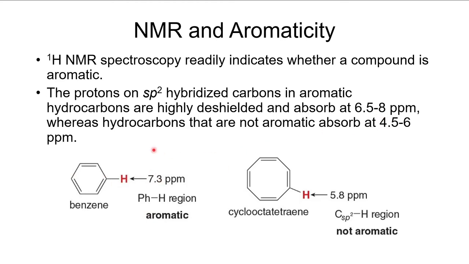If you've got a cyclic hydrocarbon that is not aromatic, remember cyclooctatetraene, it was non-planar, and so these behave more like isolated alkenes. And because these act like isolated alkenes, they absorb in the normal chemical shift range from 4.5 to 6 parts per million. This one's at 5.8, so it's definitely not aromatic. So the aromatic ones are going to be at 7.3, and the non-aromatic ones are going to be at a lower chemical shift, upfield from this one. And it's simply because they're not quite as deshielded as our regular benzene.